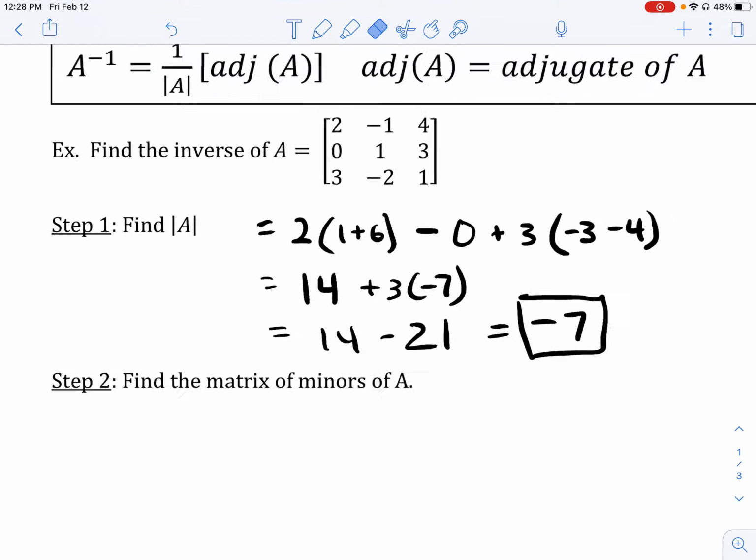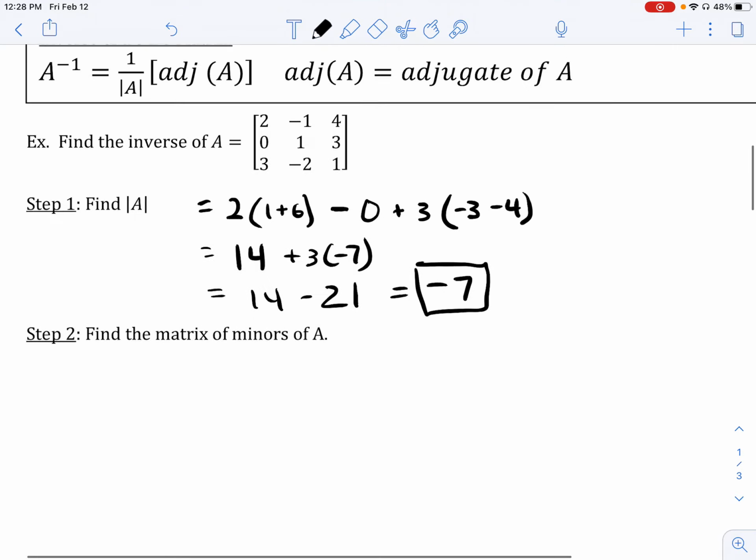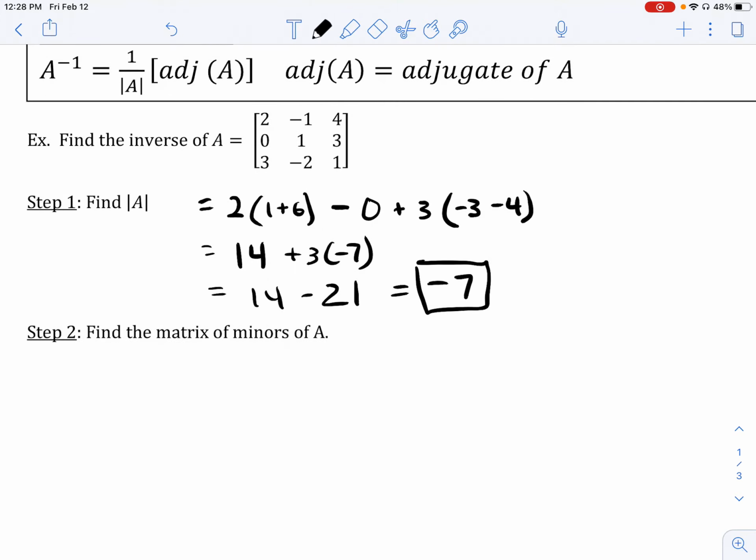All right, next up. Now that we have the determinant of the matrix, let's set up something called the adjugate. To find the adjugate, it's a couple of steps, but the first step is to find the matrix of minors. This part might not be the most popular thing for me to say, but you know how we just found a couple of minors to find the determinant? We need to create an entire matrix full of those minors.